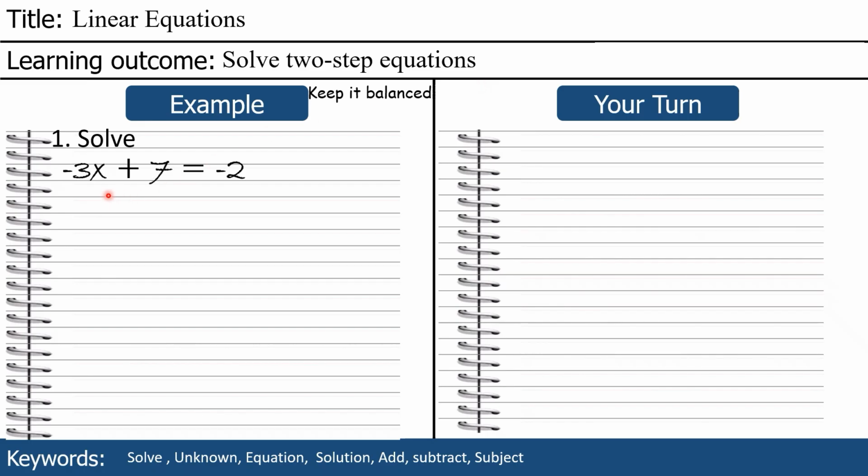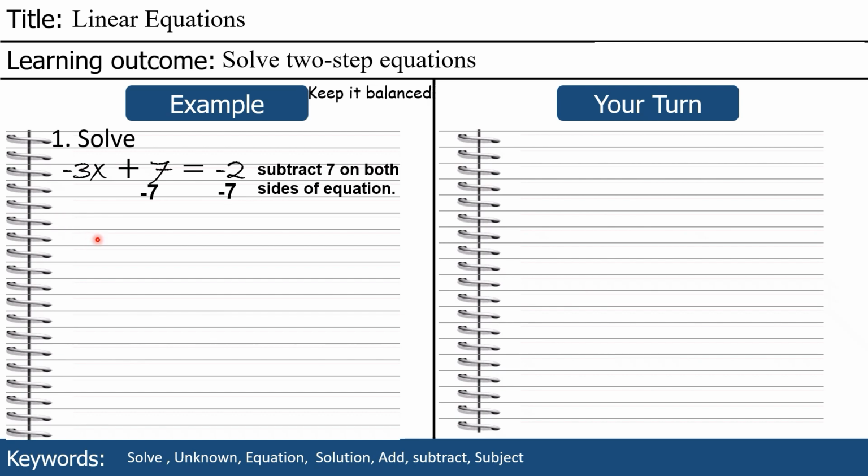Here we have x multiplied by negative 3, add 7, equals negative 2. We have to undo the last operation that was done to x, and the last operation done to x is add 7, and the reverse of add 7 is subtract 7. So on the left hand side of the equation we subtract 7, and on the right hand side of the equation we subtract 7. This is to ensure that the equation remains balanced.